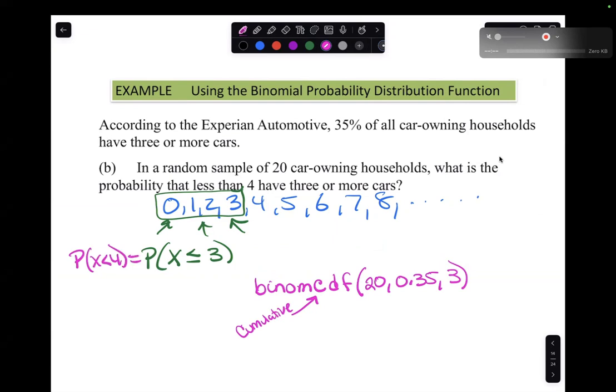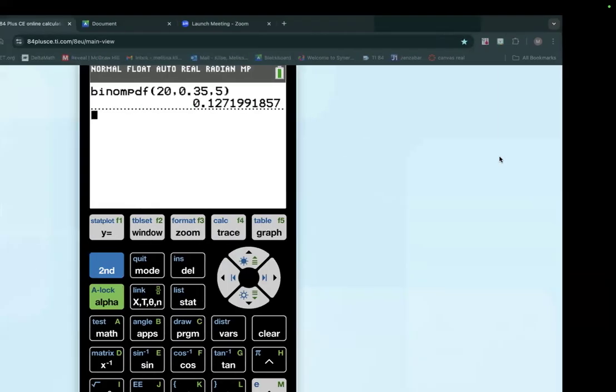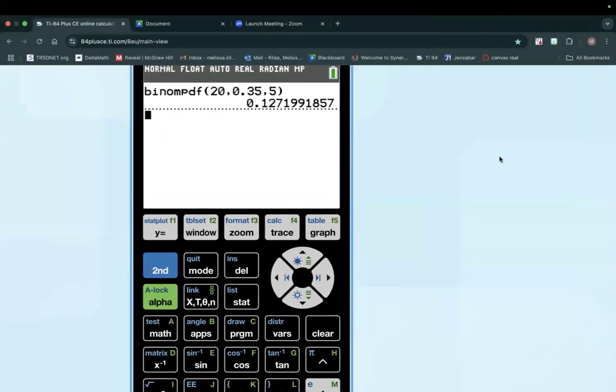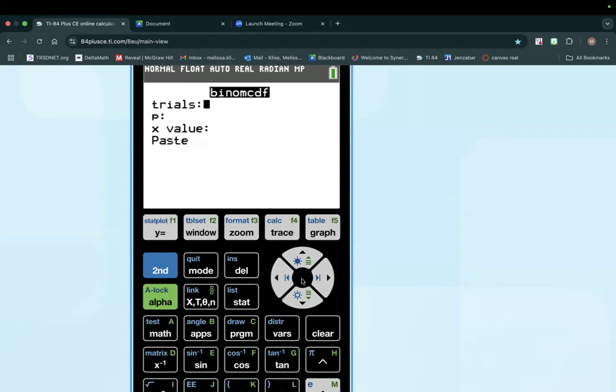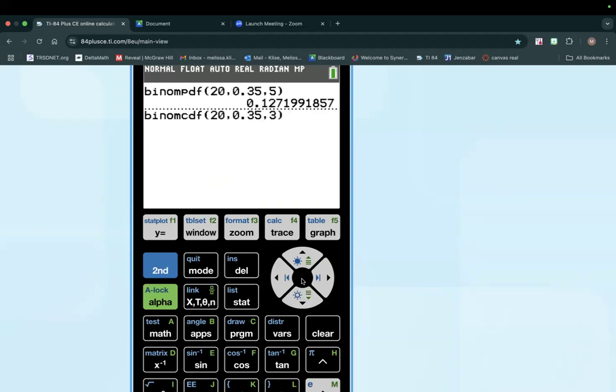So let's put that in our calculator. Okay. So once again, 2nd, VARS. I'm going to go all the way down here. Now we're going to go to B. So once again, number of trials is 20, 0.35, and we're using 3 or fewer. So I'm going to put 3 right there and hit enter. So about 4.44%.